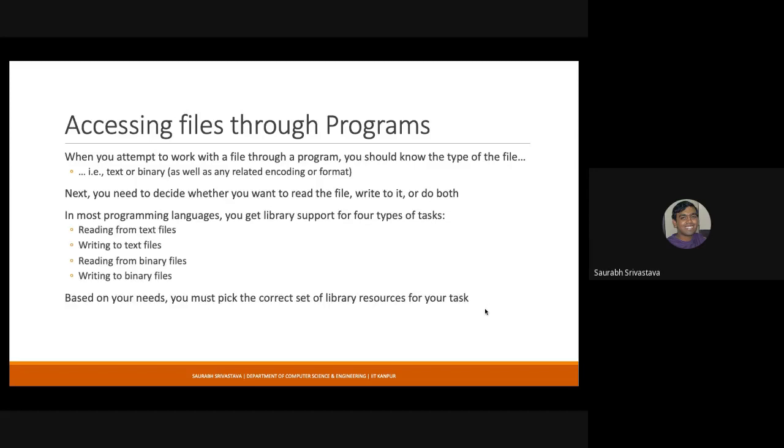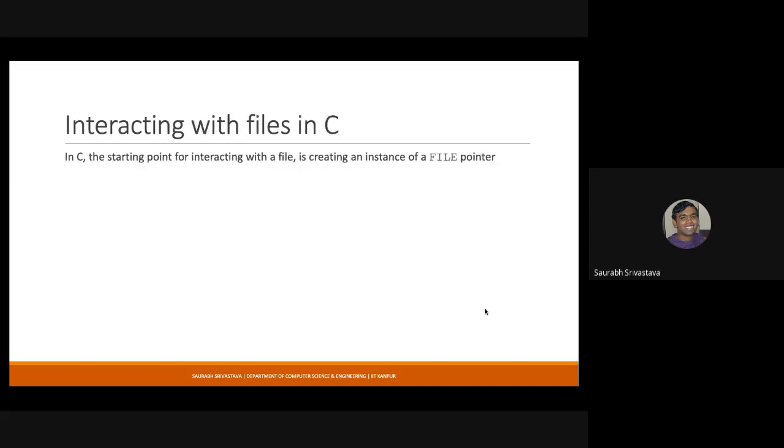So there are four functions that you need to know. Reading text files, writing text files, reading binary files, and writing binary files. These are the four types of functions you should know in order to do any kind of file handling in any language, not just C. Okay. In C, the starting point is to create a file pointer, and this pointer is the one that is going to be passed on to all these functions which are going to read and write stuff, right?